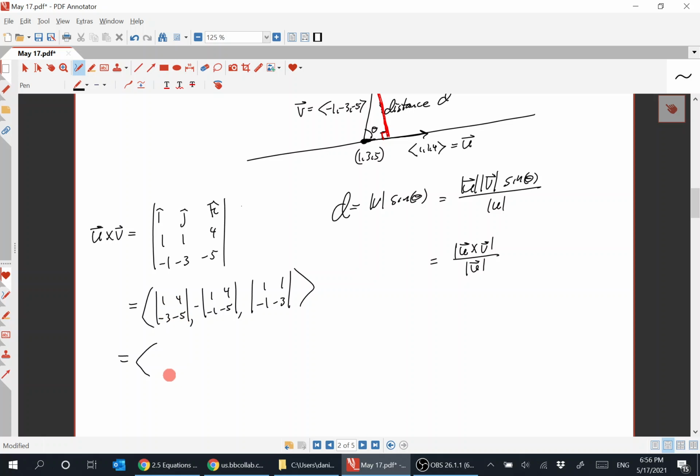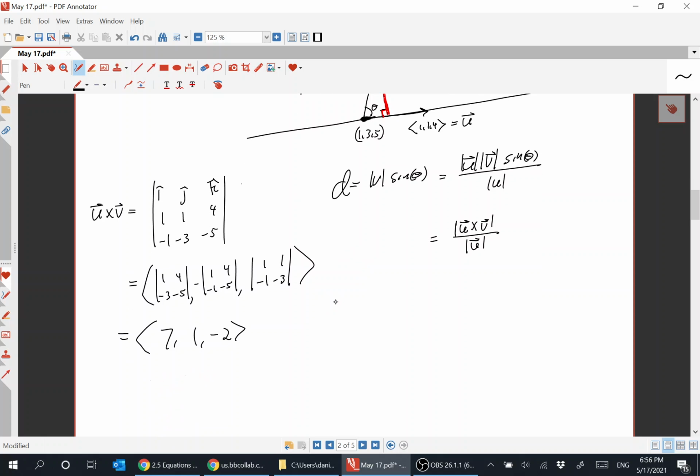So this is equal to, minus 5 plus 12, so that's 7. Minus 5 plus 4, it's minus 1, then negate it, positive 1. And then minus 3 plus 1 is minus 2. So 7, 1, minus 2. So that's u cross v.